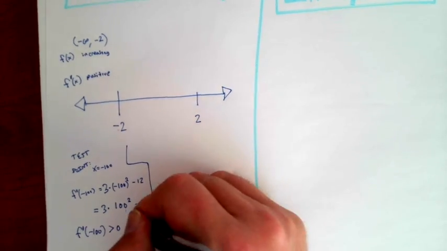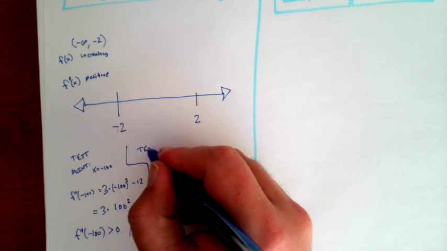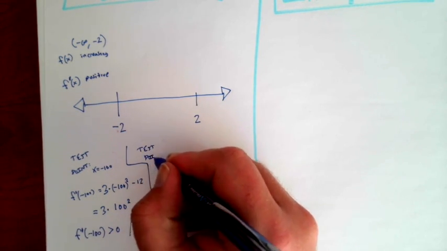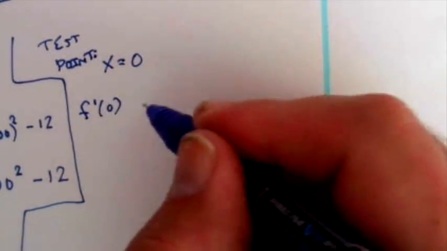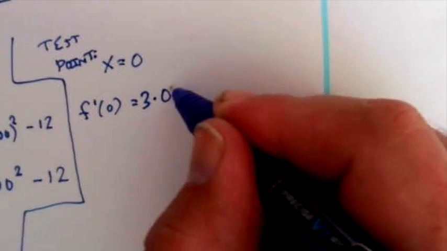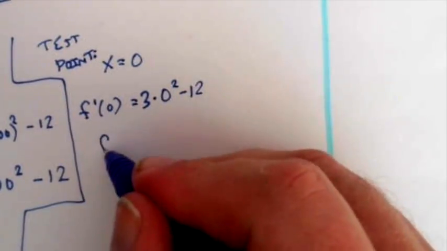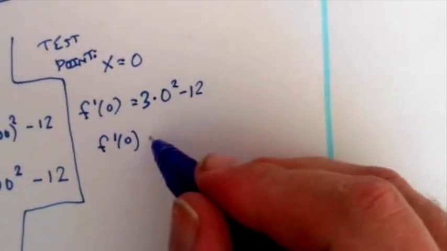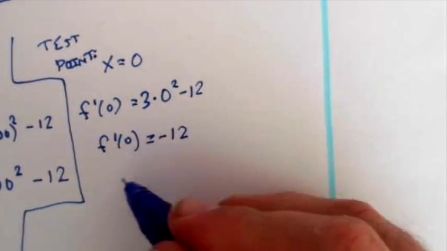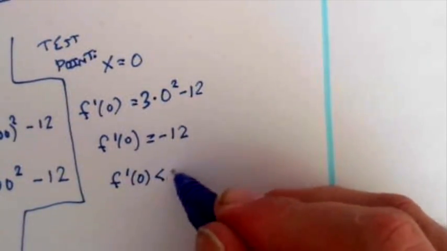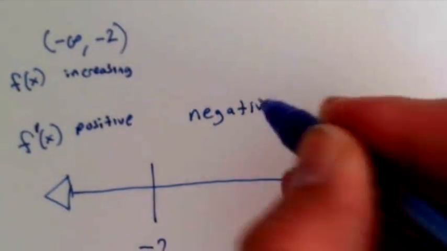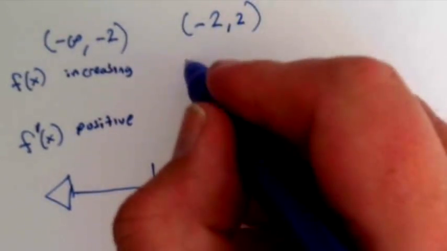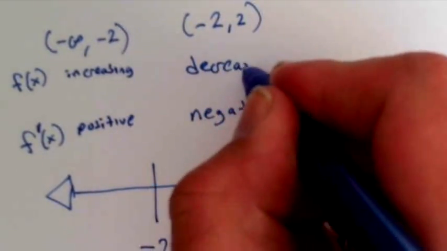For the second region, I'm going to test x equals 0 because it's easy. So at x equals 0, f prime of 0 is equal to 3 times 0 squared minus 12. And if I simplify that, I get f prime of 0 is equal to negative 12. So f prime of 0 is negative. So f prime of x is negative on the interval negative 2 to 2, which means the original f of x was decreasing.